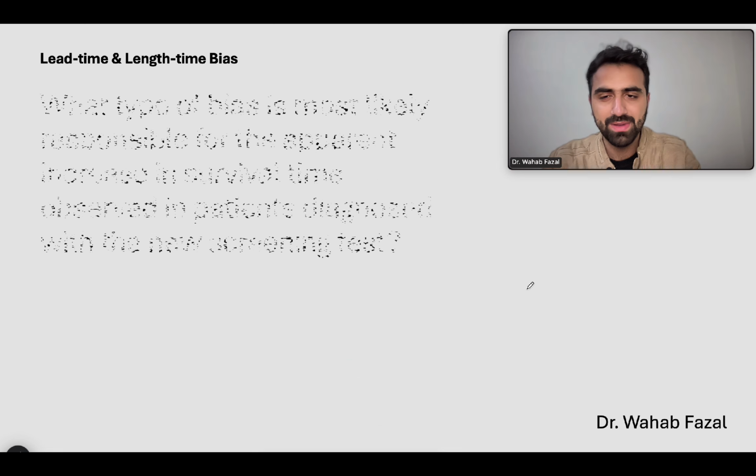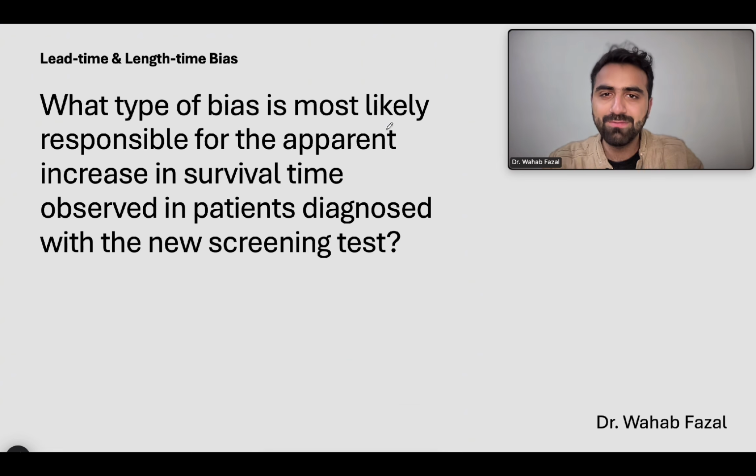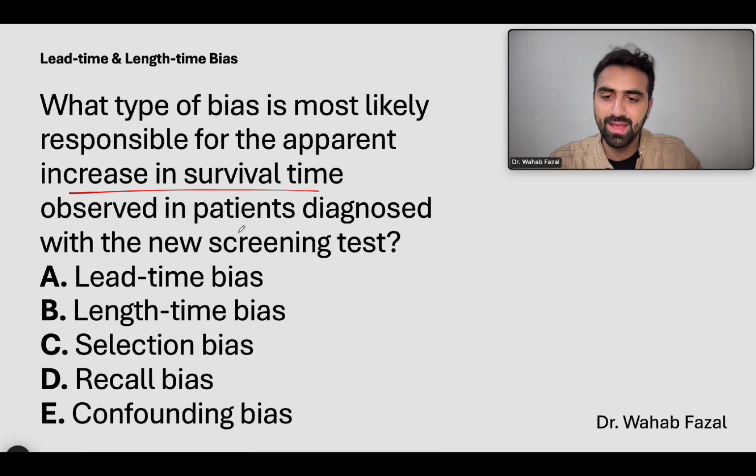That sounds very similar. What does that sound like? What type of bias is most likely responsible for the apparent increase in survival time observed in patients with this new screening test? Is it confounding bias? I talked about confounding bias in a previous video. Confounding bias is basically when you get this third variable which explains the association between exposure and outcome, which I don't think is the case here. So it's not confounding bias.